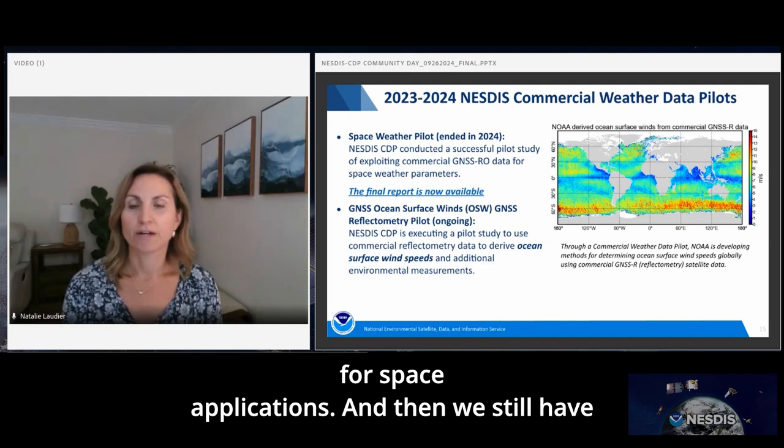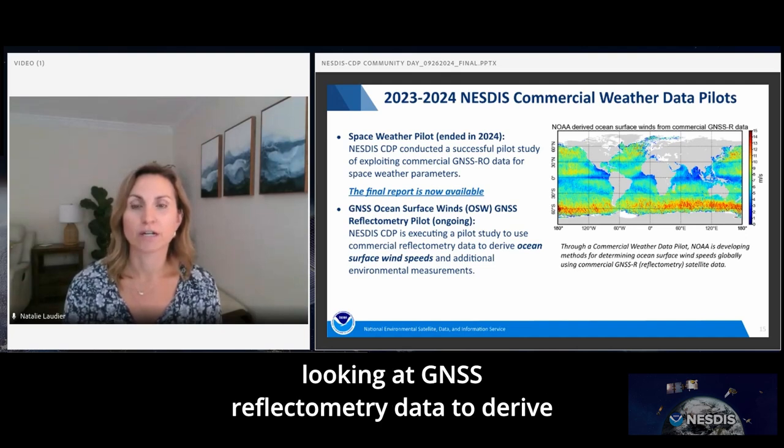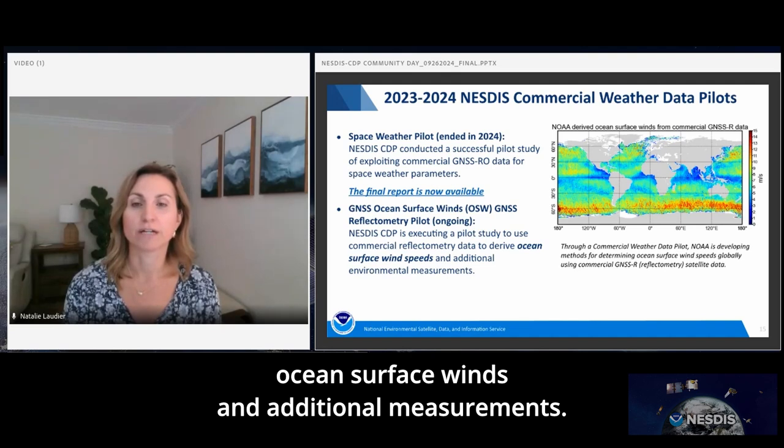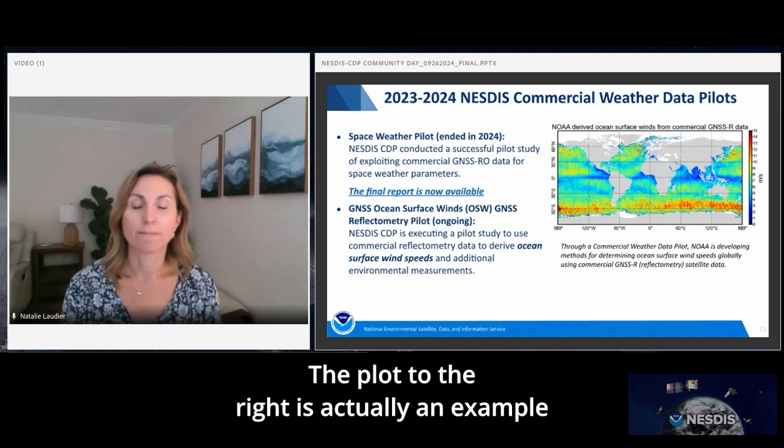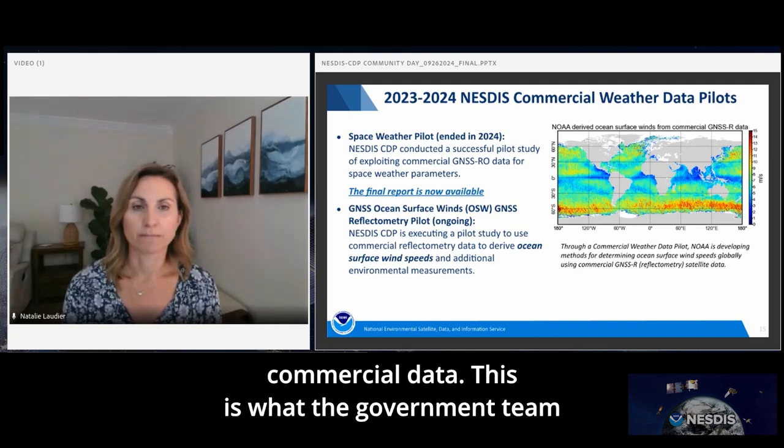And then we still have our ongoing ocean surface winds pilot, where we're looking at GNSS reflectometry data to derive ocean surface winds and additional measurements. The plot to the right is actually an example of some of our derived ocean surface winds from commercial data.